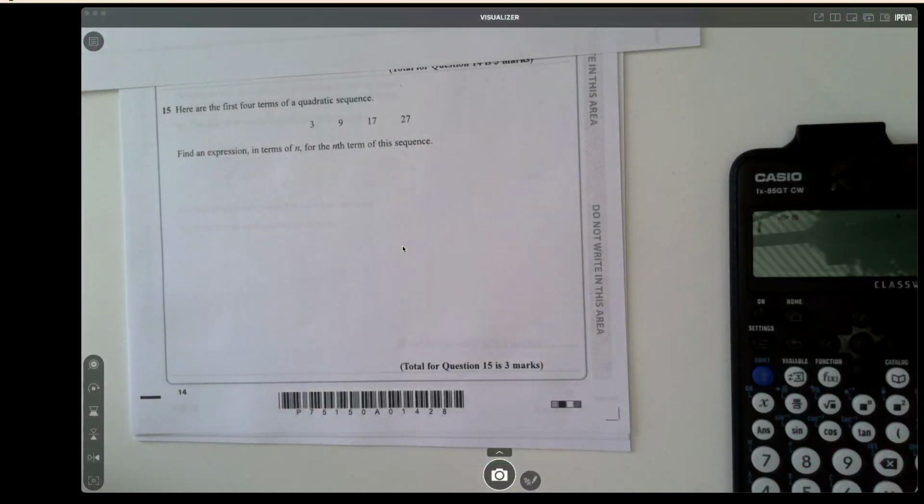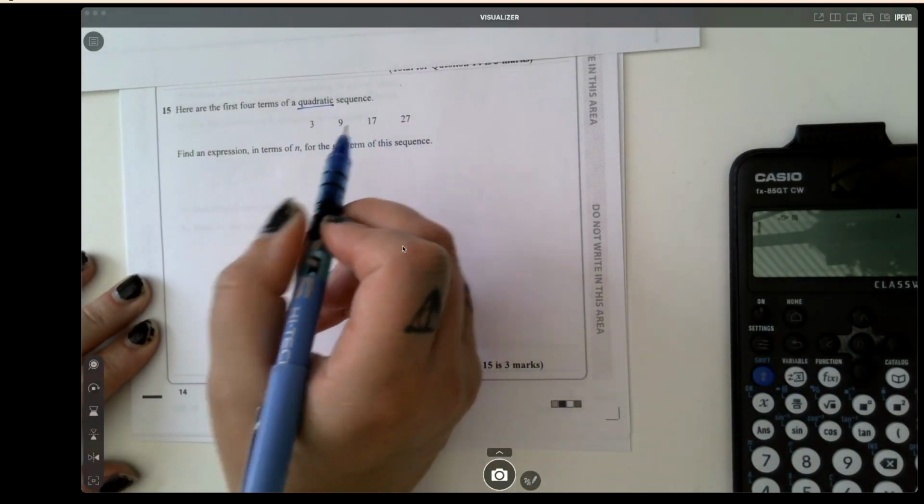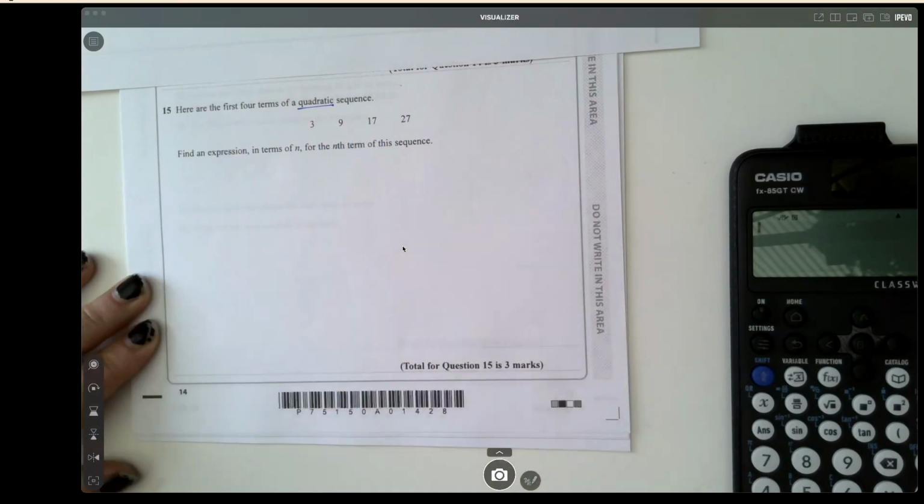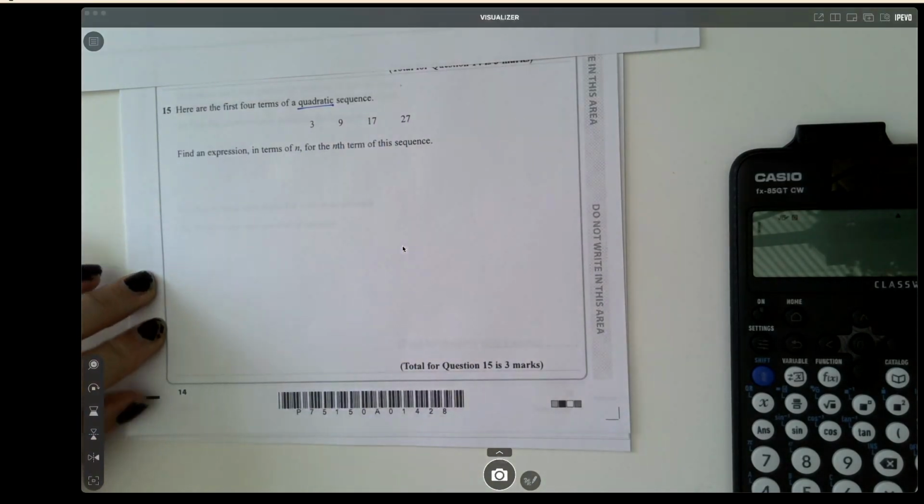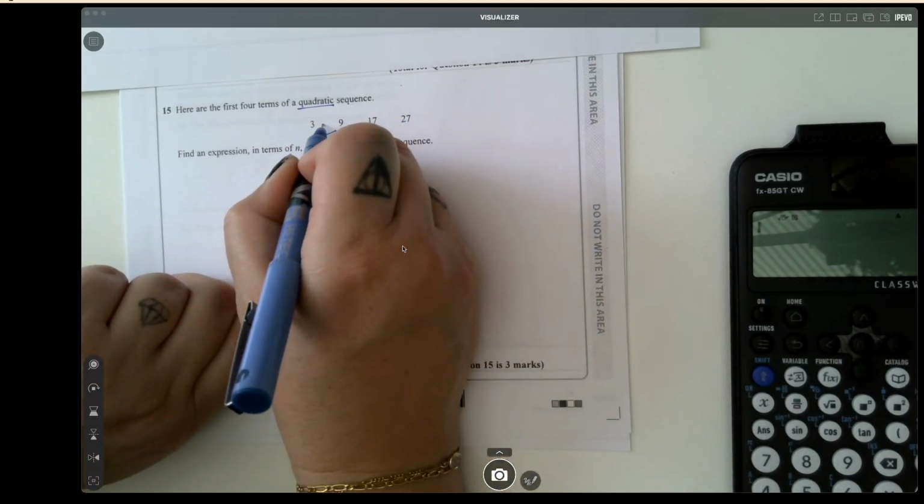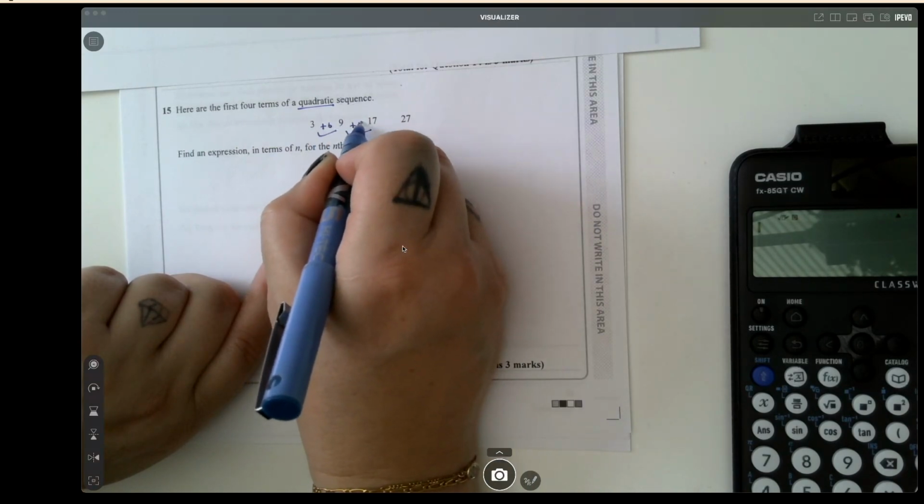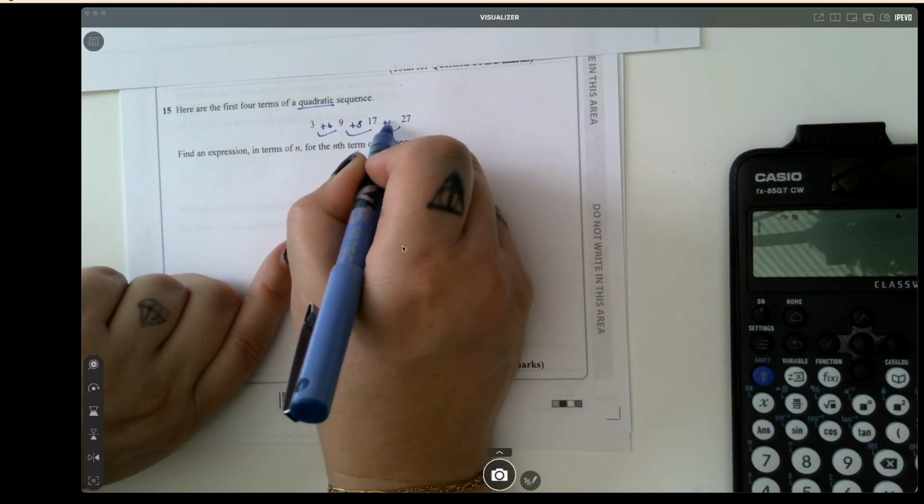Question 15. Here are the first 4 terms of a quadratic sequence. So that's important. We've got 3, 9, 17 and 27. Find an expression in terms of n for the nth term of this sequence. So let's find that first difference. So from 3 to 9 we add 6, 9 to 17 we add 8, 17 to 27 we add 10.